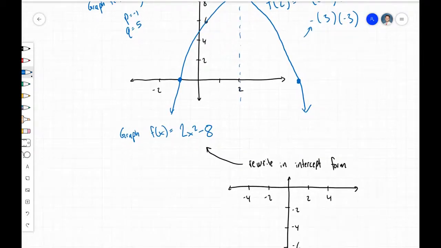All right, now let's look at another one. Now this time, our function is written as f of x equals 2x squared minus 8. So first we want to rewrite this in intercept form. So all we have to do is factor it, right? So if we look at this, we have a common factor of 2. So if we factor out that 2, we get 2 times (x squared minus 4).